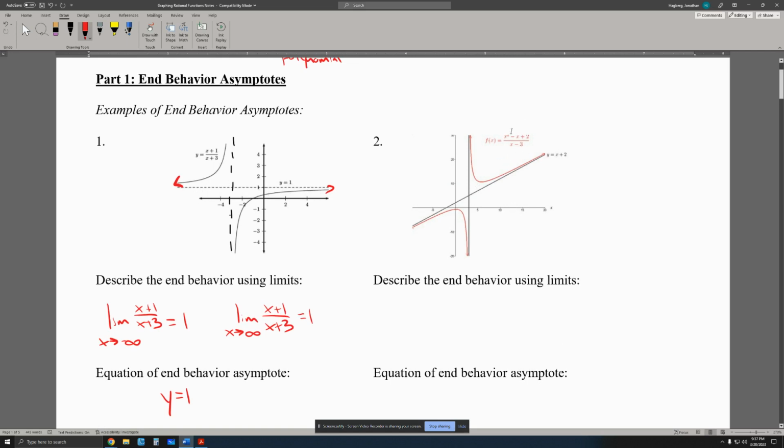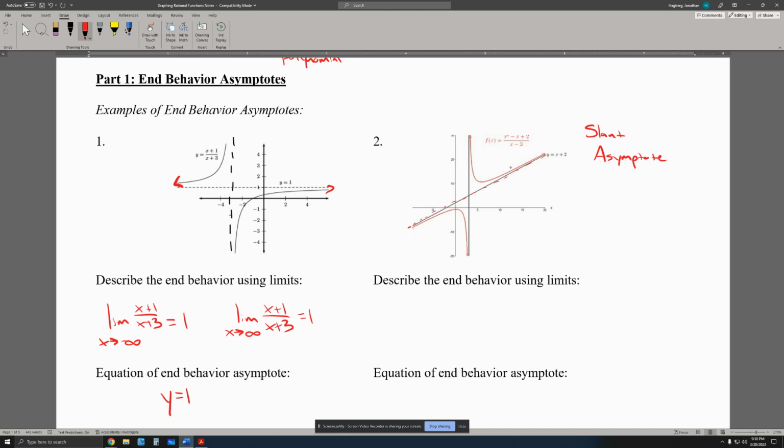For graph number 2, here we have the function f of x as this rational function here. The end behavior doesn't appear to be approaching a horizontal line. In this case, we've got this slanted line. And this slanted line is an asymptote. It's what the function approaches but never actually reaches. We would call this a slant asymptote. Another name for this type of asymptote is an oblique asymptote.